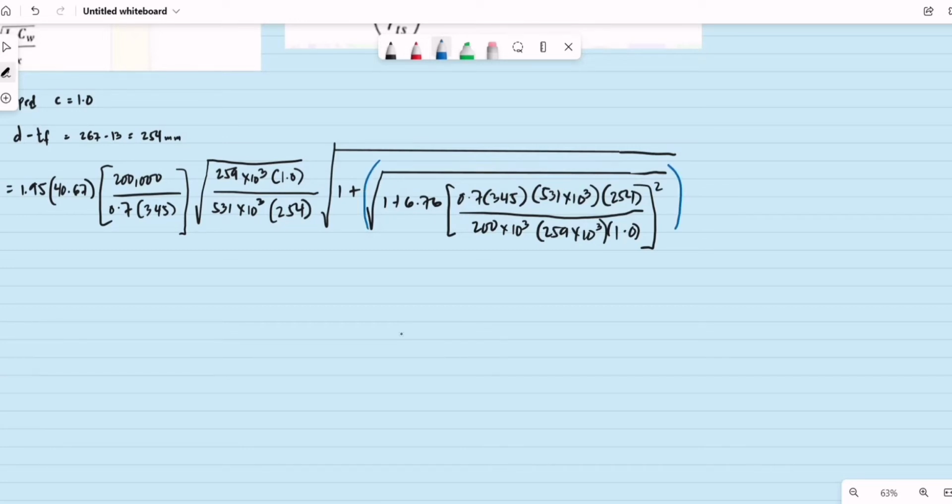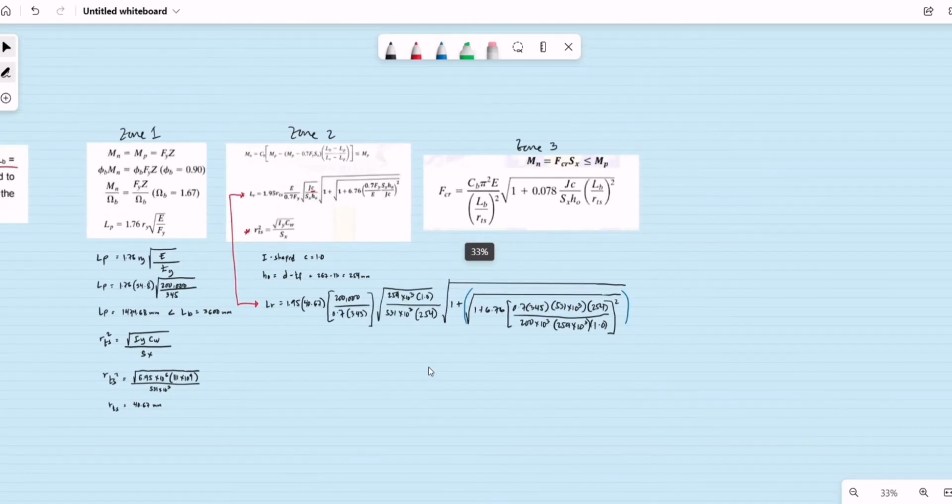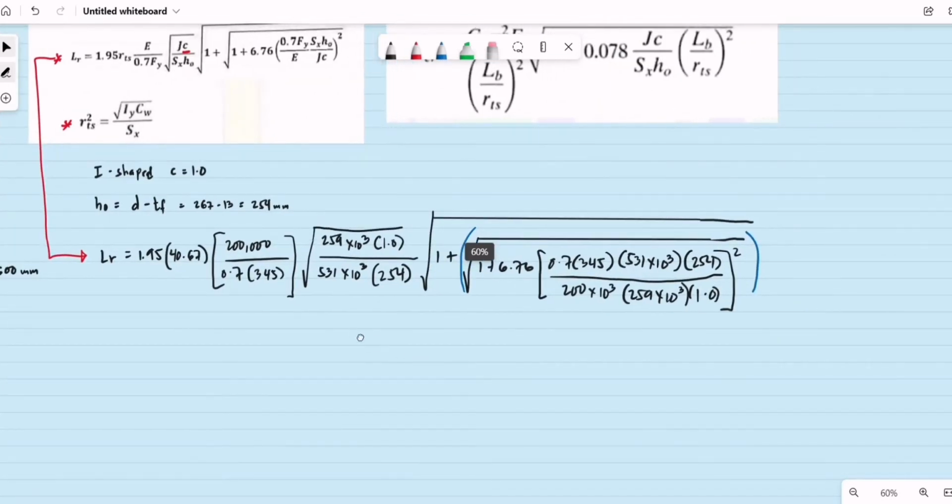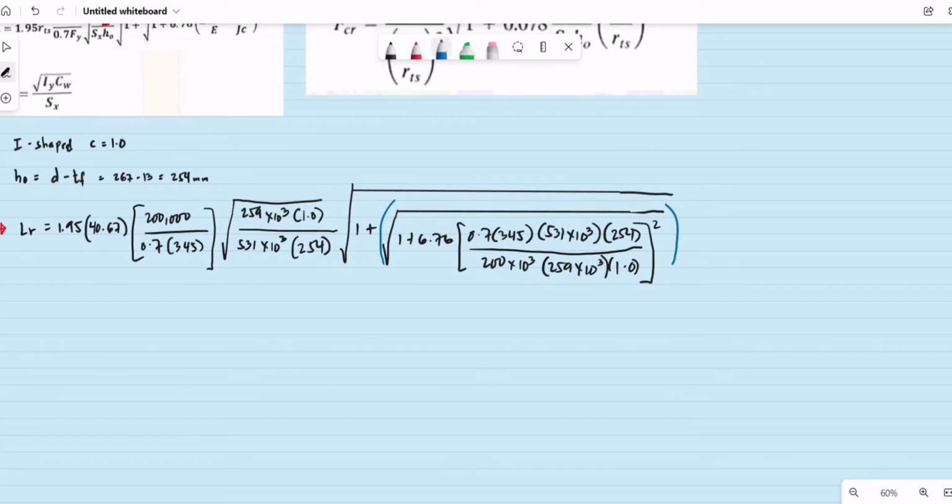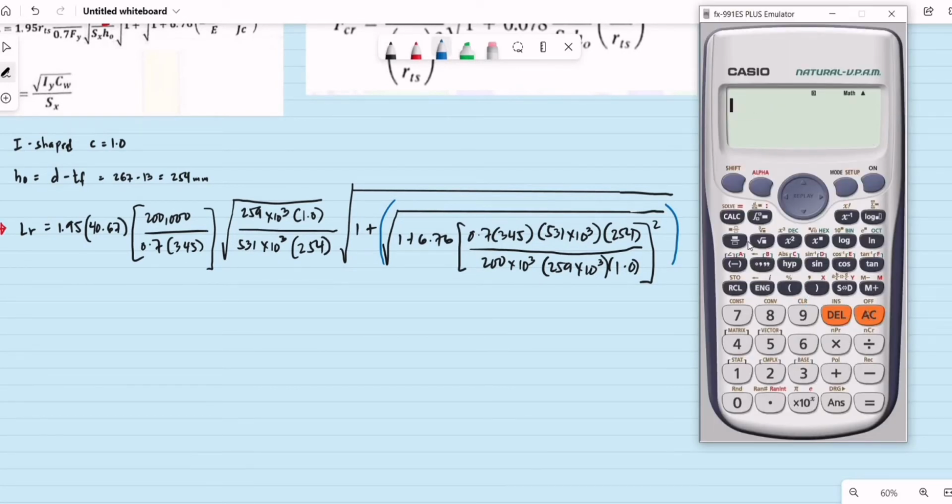If you are to check our previous videos, we have examples on how to determine if the member is under zone 1, zone 2, or zone 3. So this is just a recall. Okay, so we have that as 0.7 of 345 megapascals, multiplied by 531 times 10 raised to 3, multiplied by 254. Then to be divided by 200,000, then 259 times 10 raised to 3. So this value is squared.